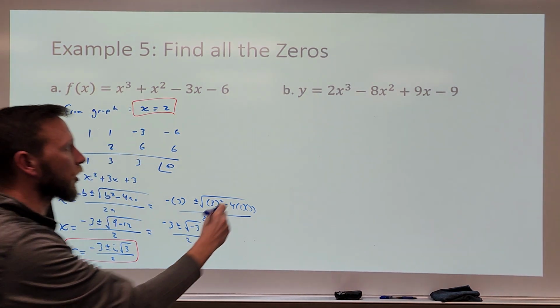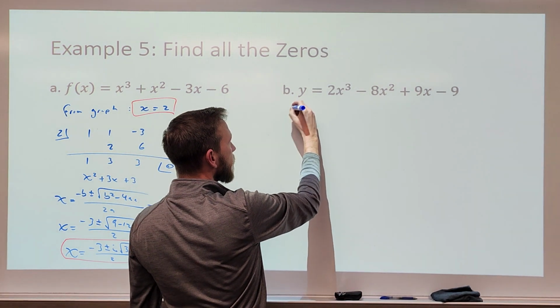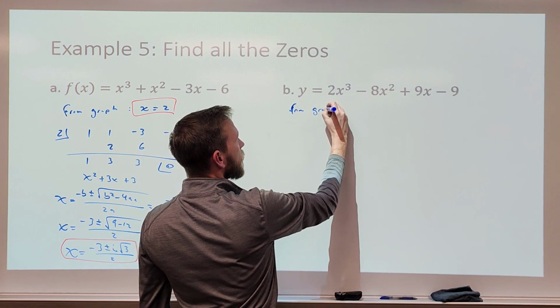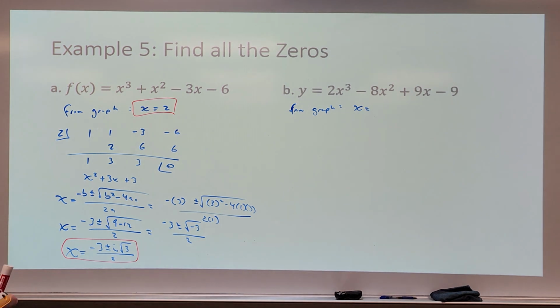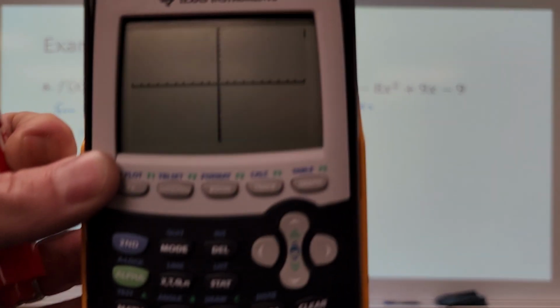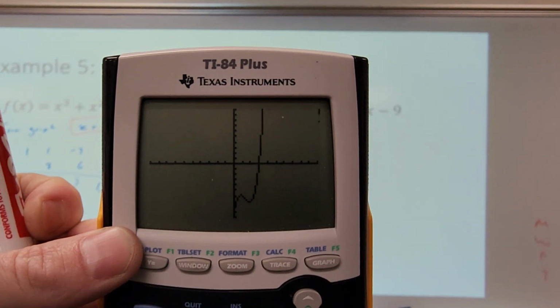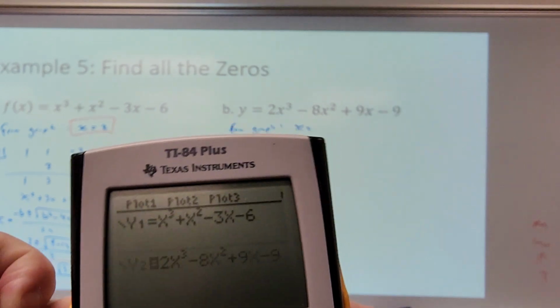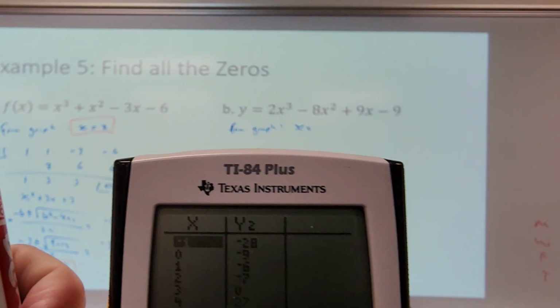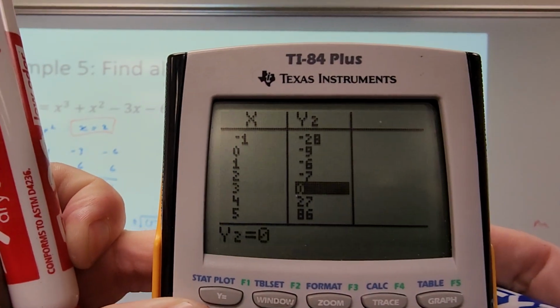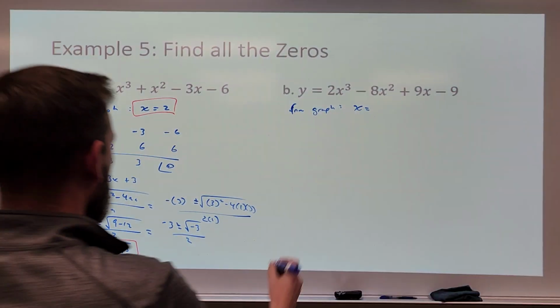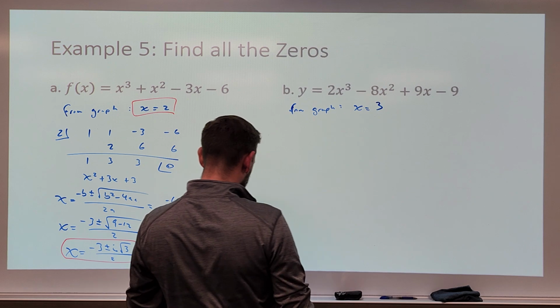Let's go ahead and give this one a shot. Again, from the graph, we should be able to tell that x is equal to what? Well, let's go ahead and graph that. When we do, we find out that x is equal to, what's it going to be? Is that positive 3? Let's confirm it in the table. When x is positive 3, y is equal to 0. Hooray. So from the graph, x is equal to 3 is one of our zeros.